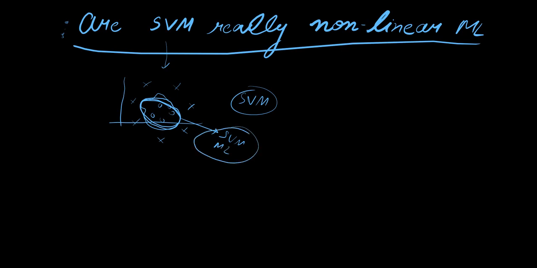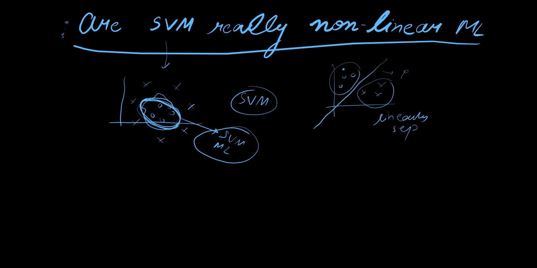But is it truly a non-linear decision boundary? Actually, no. Support vector machine is still performing linearly only. So first of all, let me share what is linearly separable. If we have a data set like this, it is a linearly separable data set. Why? Because we can separate both of these classes, class X and class 0, using a straight line, a simple one-dimensional hyperplane.